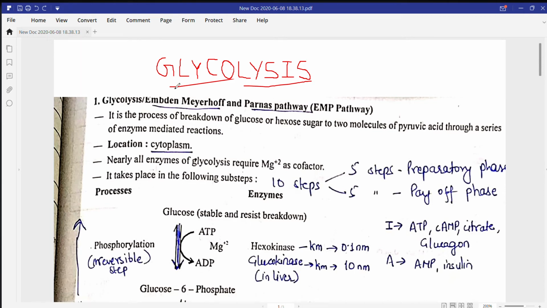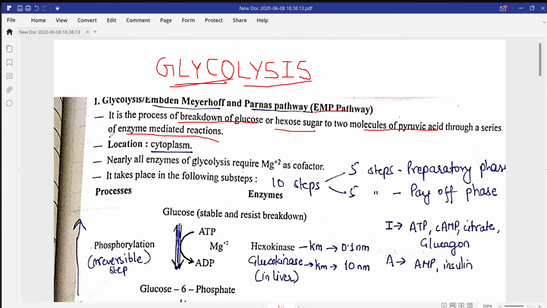Now, glycolysis is basically a process in which glyco means glucose and lysis means breakdown. So it is a process of breakdown of glucose, or hexose sugar, because it contains 6 carbon molecules. It is the breakdown of glucose to form two molecules of pyruvic acid through a series of enzyme-mediated reactions. A number of enzymes are used to synthesize pyruvic acid from glucose. We also call it the EMP pathway, that is, the Embden-Meyerhof-Parnas pathway.